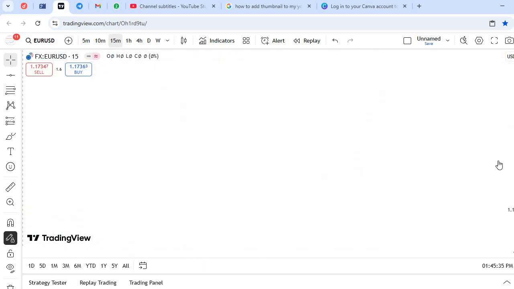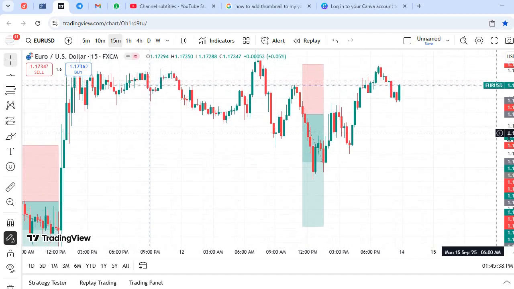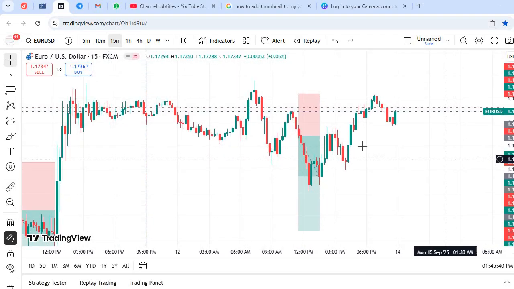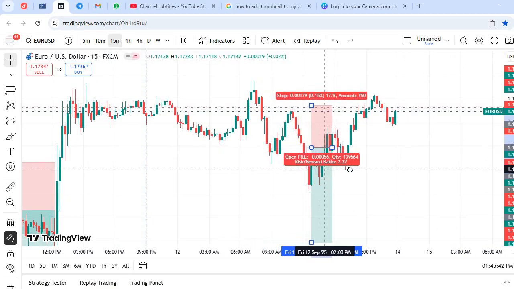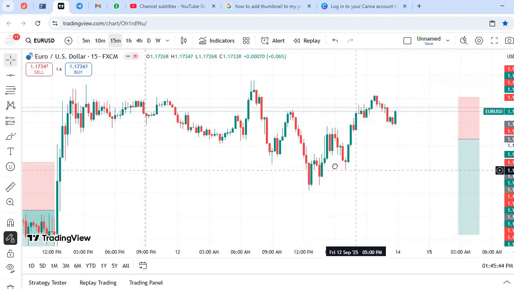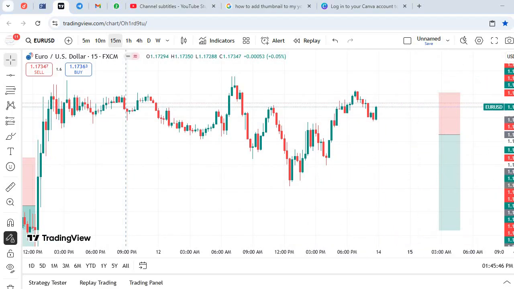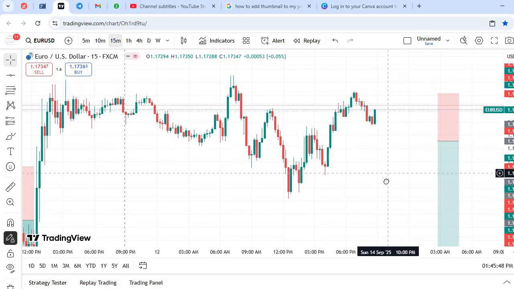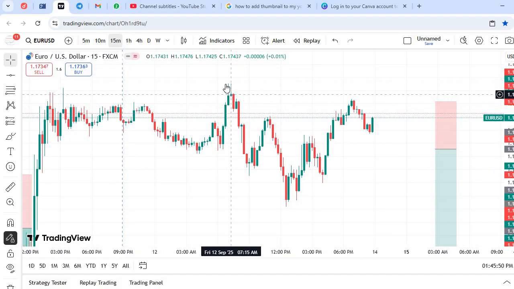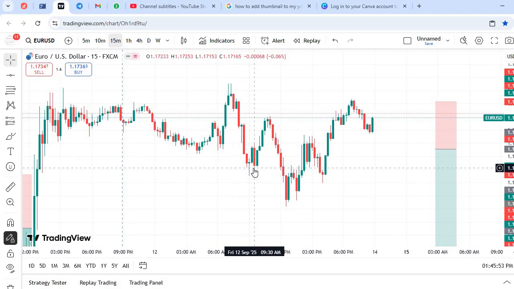And you can see what we have here now. Let me bring this here. So look at what we have here. This was a sell trade. So can you see? This is impulse and correction.